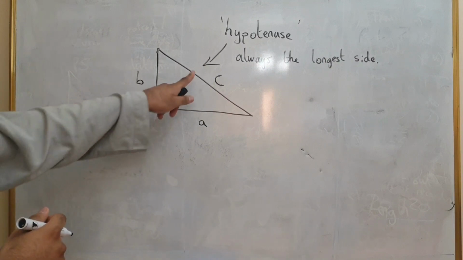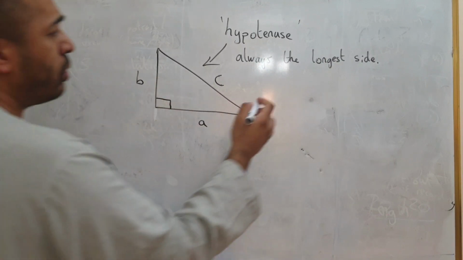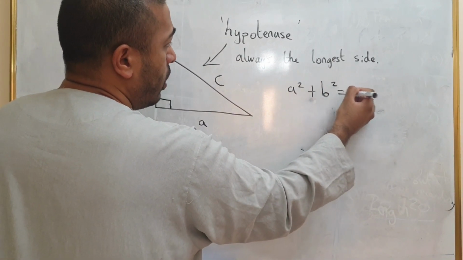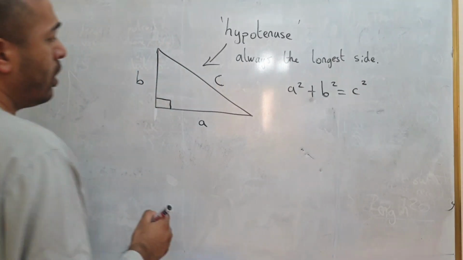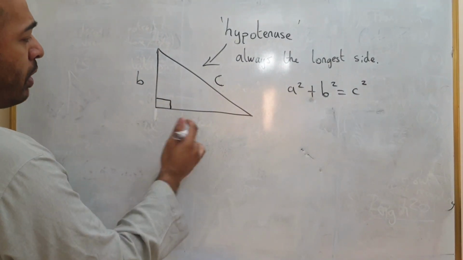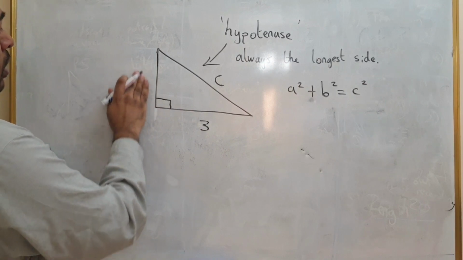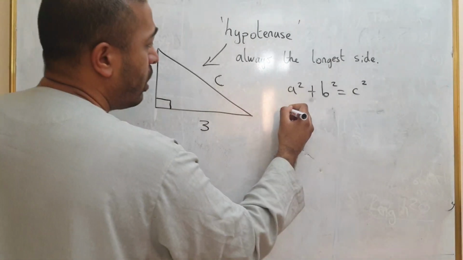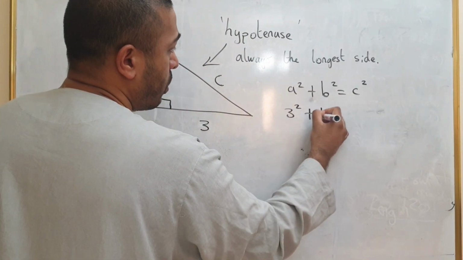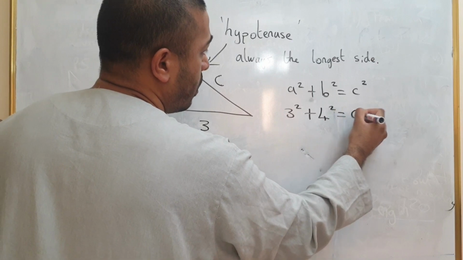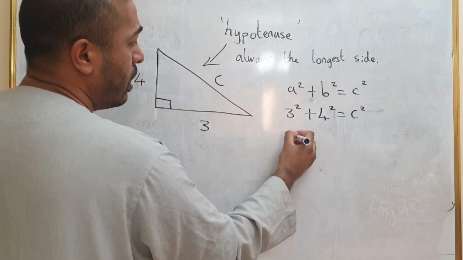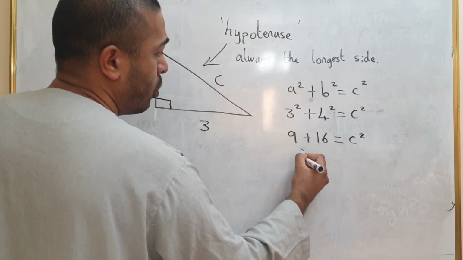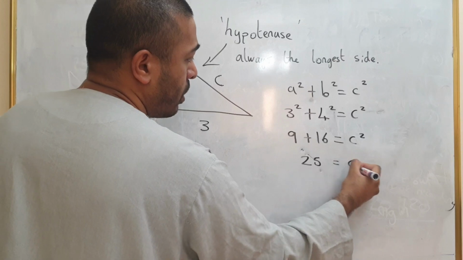Now, in order for you to work out the hypotenuse, what you need to do is A squared plus B squared equals C squared. So let's say, for example, we had a base of 3, a height of 4, and we will try to find the hypotenuse. So you would do 3 squared plus 4 squared equals C squared. That's going to be 9 plus 16 equals C squared. That's 25 equals C squared.